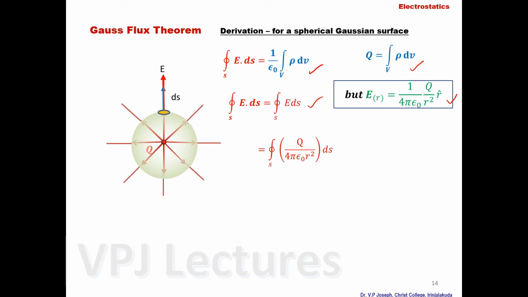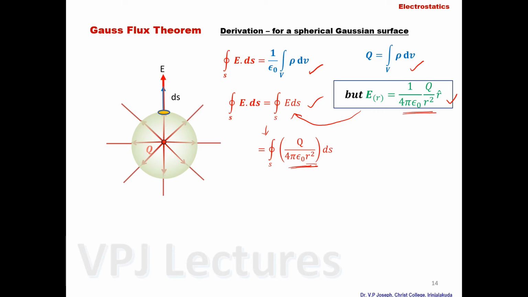is given by the expression E of r is equal to 1 by 4 pi epsilon 0 q by r square into unit vector r. So this is the basic expression for the electric field due to a point charge. Now let us substitute this equation in place of the electric field E. So this equation changes to surface integral q by 4 pi epsilon 0 r square into ds. In place of E, we are ignoring the unit vector r. Here it is in the direction of E. Both are in the same direction. So q by 4 pi epsilon 0 r square into ds.